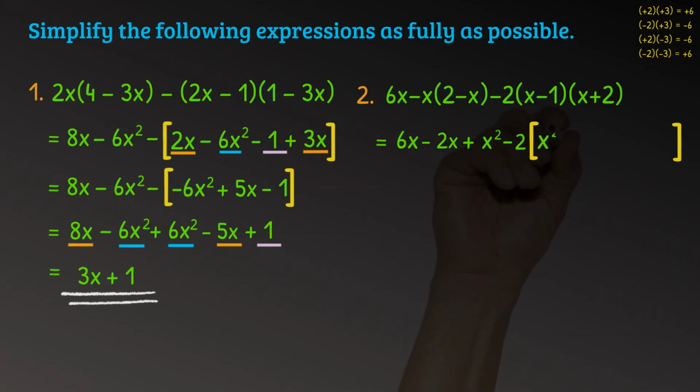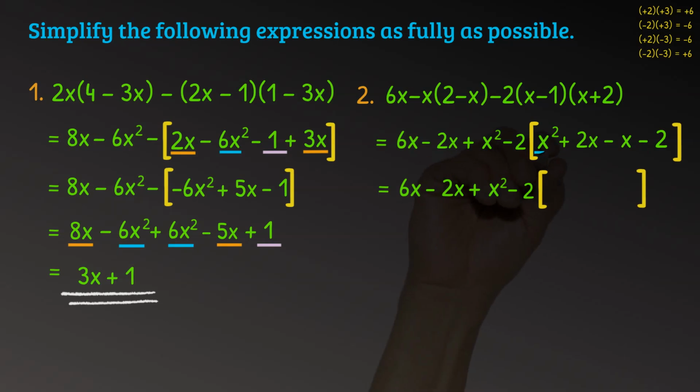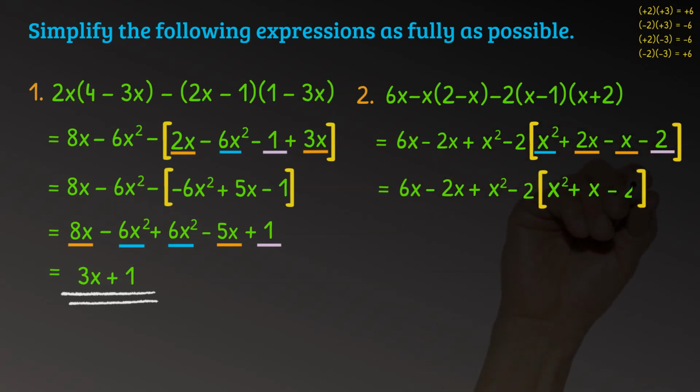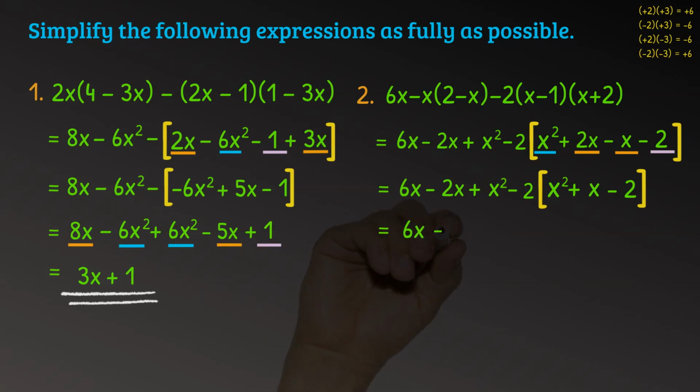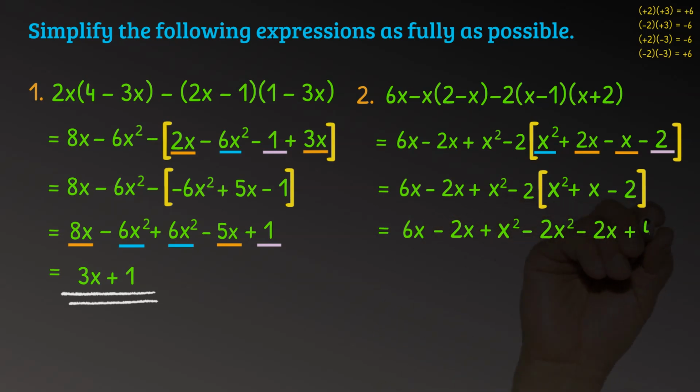So we have x squared plus 2x minus 1x minus 2. Then if we tidy up what's inside the yellow bracket, we get x squared plus x minus 2. And then we can get rid of our yellow bracket by multiplying everything inside it by minus 2. So we'll have minus 2x squared, minus 2x, and plus 4.